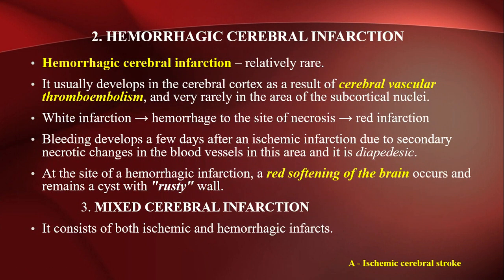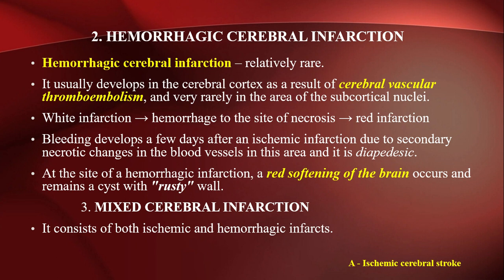Hemorrhagic cerebral infarction is relatively rare. It usually develops in the cerebral cortex as a result of cerebrovascular thromboembolism, and very rarely in the area of the subcortical nuclei. At first it forms as a white infarction, but after hemorrhage into the site of the necrosis, it becomes a red infarction.